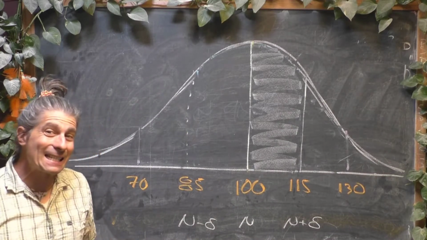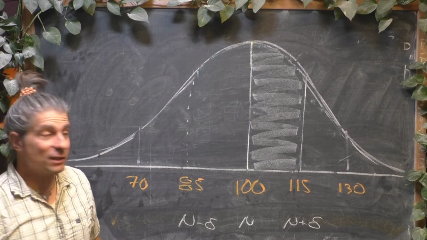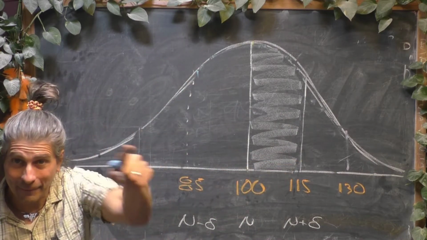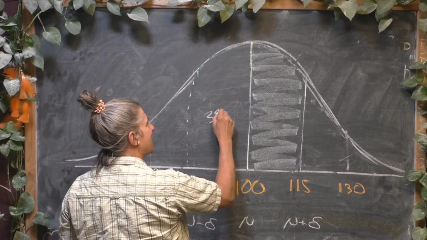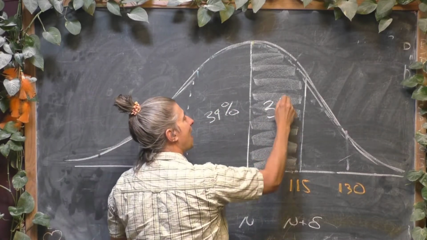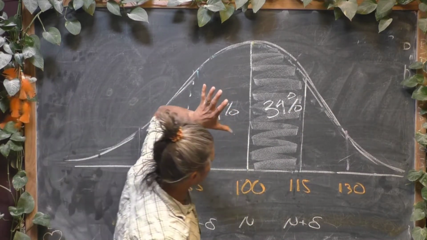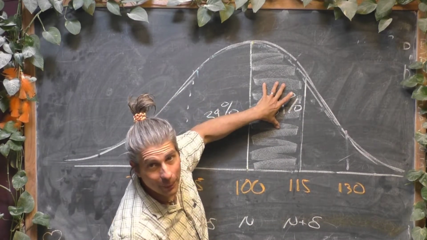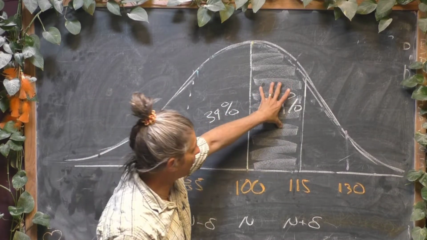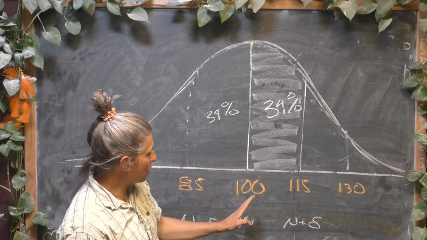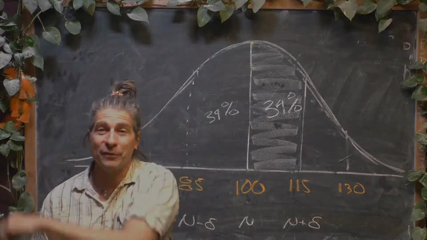So if that's 68%, that means since the curve is symmetric, remember that, half of that 68 is going to be over here, and half of that 68 is going to be over there. So what does this tell us? It tells us about roughly 1/3 of the population, 34%, a third of the population has an IQ between 100 and 115.